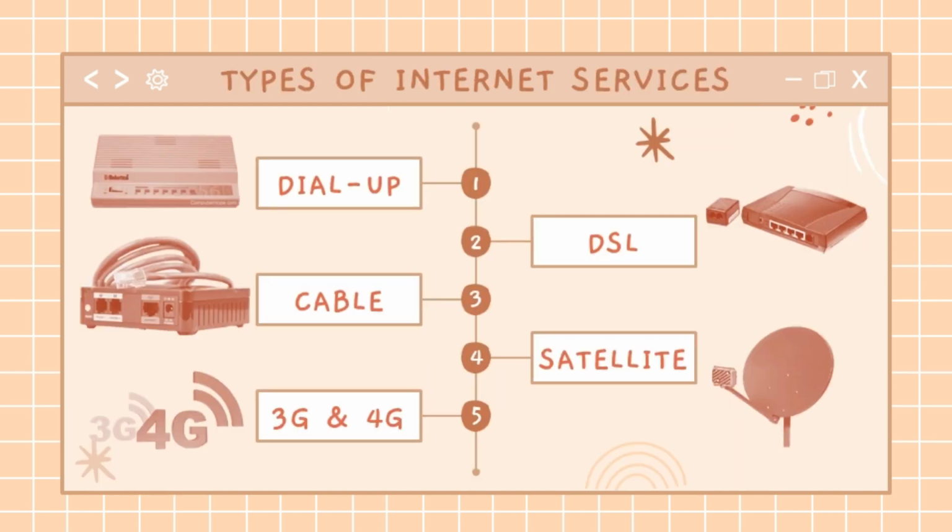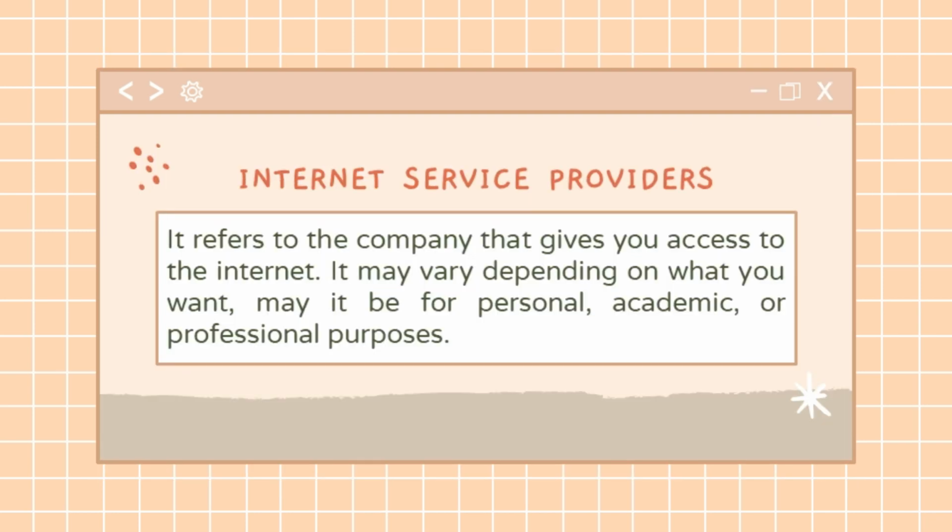Ngayon na tapos na tayo na tukuyin yung iba't ibang types ng internet services, we should move on to how we should choose the right ISP that we want. But first, what is an ISP? ISP or Internet Service Provider refers to the company that gives you access to the internet. It may vary depending on what you want. May it be for personal, academic, or professional purposes.